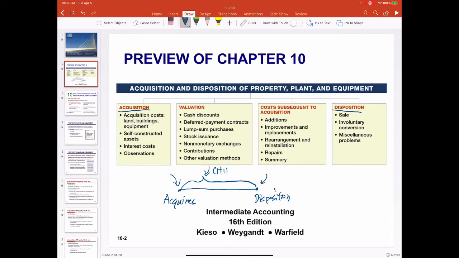In this section, I'm introducing how to value property, plant, and equipment when a firm acquires it. This mostly refers to the purchase of the property, plant, and equipment. And some property, plant, and equipment could be self-constructed. I will introduce how to value the self-constructed asset.